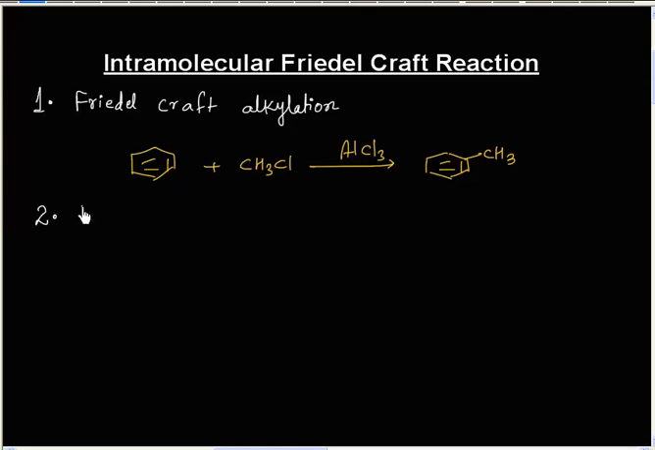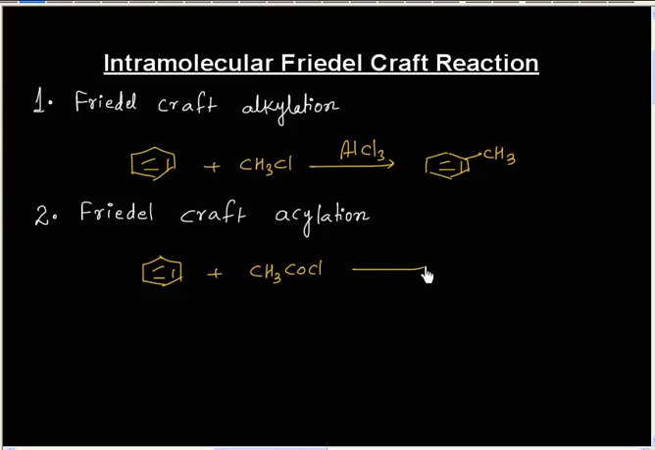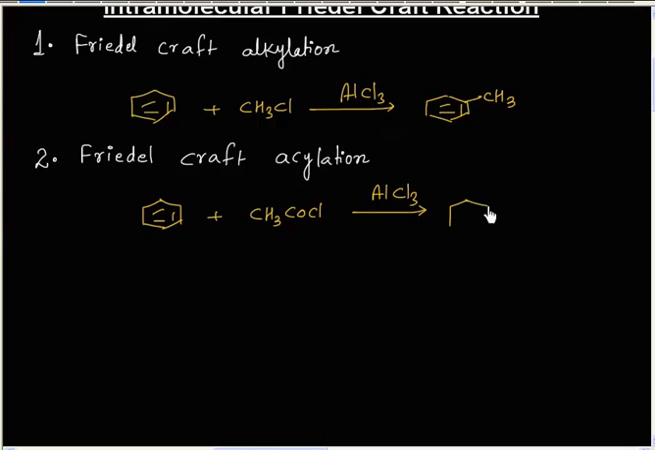Similarly, we can have Friedel-Crafts acylation. When benzene reacts with CH3COCl in the presence of AlCl3, this gives PhCOCH3, and this is an example of Friedel-Crafts acylation reaction.